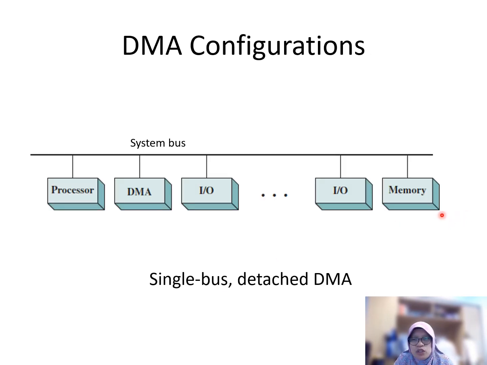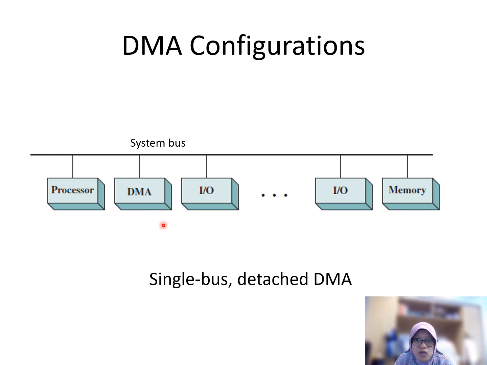So the DMA mechanism can be configured in a variety of ways. Here is the first example. All the modules, I/O modules, memory modules, and the processor, share the same system bus. The DMA module acts as a surrogate, like a copycat of a processor.